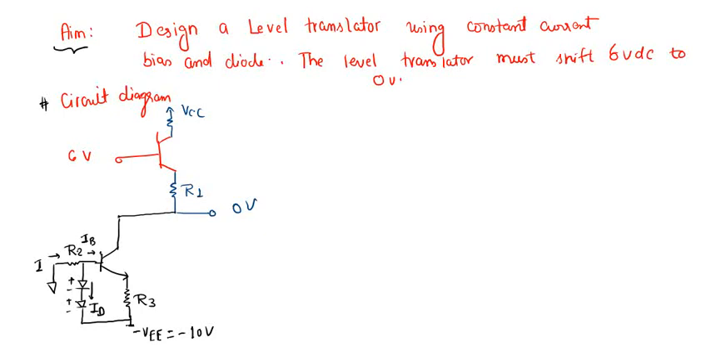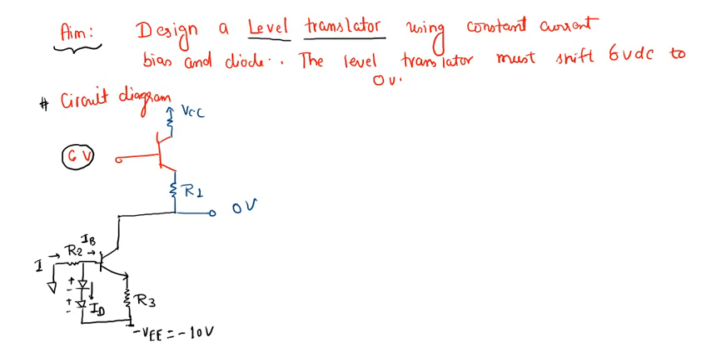So this is an exercise where we want to design a level translator using constant current bias and diode. We have already seen what a level translator is. A level translator is a circuit, or a black box, or a magic box, which translates the DC content available in your signal to zero. It shifts the DC content to zero, or it works as a blocking capacitor, right?